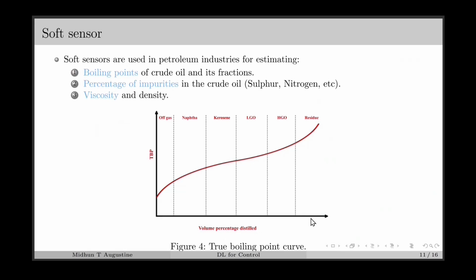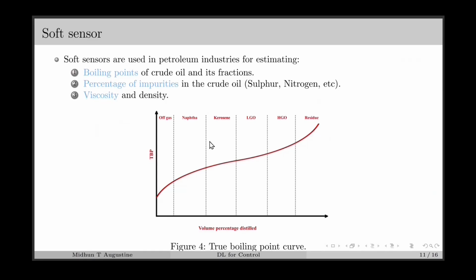In petroleum industries, soft sensors are commonly used for estimating boiling points of crude oil and its various fractions. Also used for estimating the percentage of impurities in the crude oil, such as sulfur, nitrogen, etc. And also used for estimating quantities such as viscosity, density, etc.